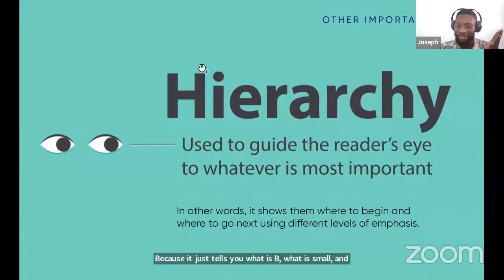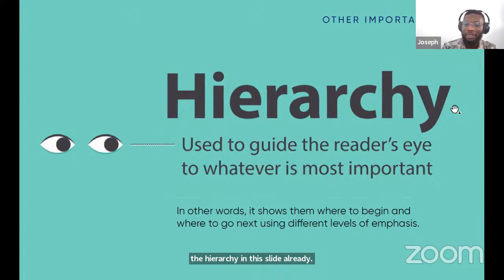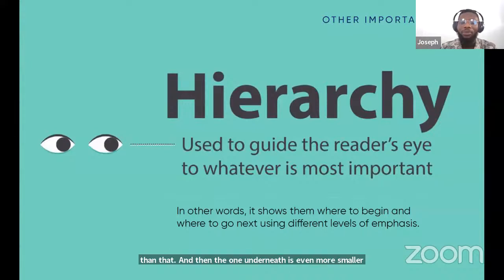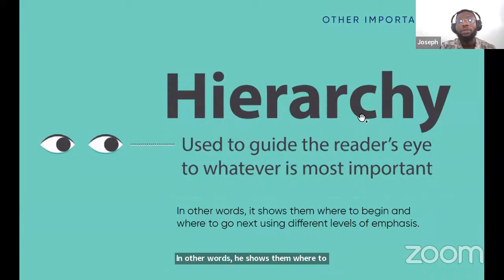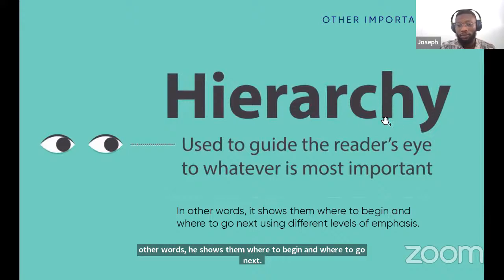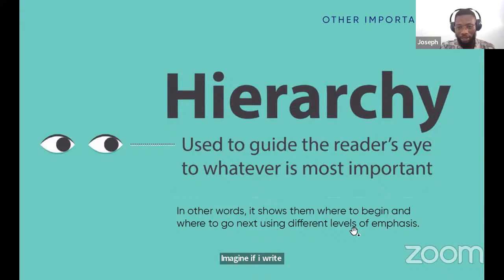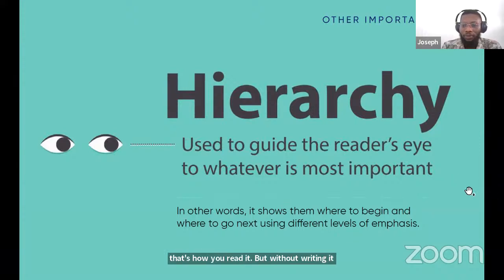You can see the difference. You can see the hierarchy in this slide already. The text is big and used to guide the reader's eye to whatever is more important. What is smaller than that is less important, and then the one underneath is even smaller. In other words, it shows them where to begin and where to go next. Imagine if I read this first, then this, and then this. That's how you read it. But without writing it, that's what hierarchy does, right?